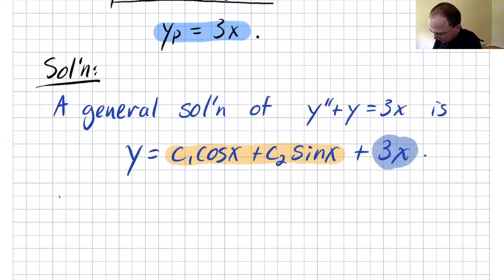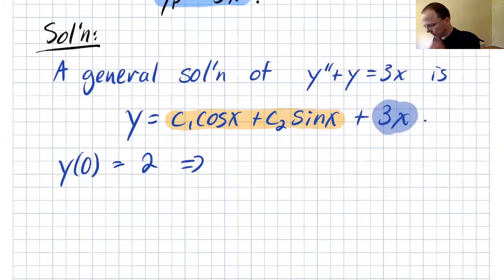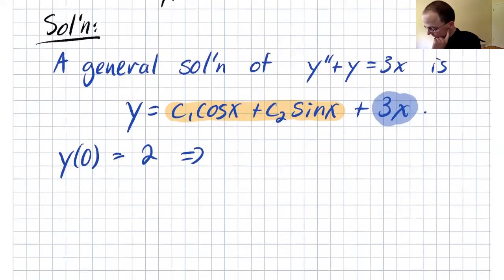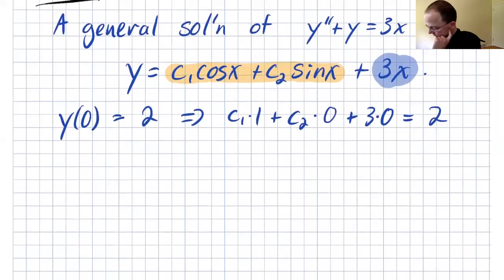So the initial conditions are y of 0 equals 2. So what do we get if we plug in 0? We'll get c1 times cosine 0, which is 1, plus c2 times sine of 0, that is 0. Oops, I almost forgot the 3x, plus 3 times 0, and that equals 2. Okay, and that tells us that c1 is equal to 2.